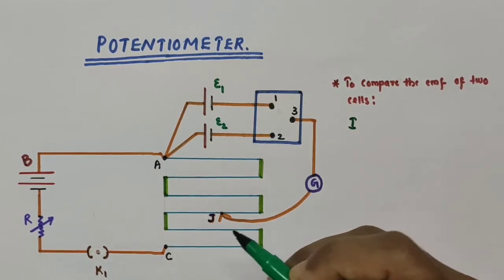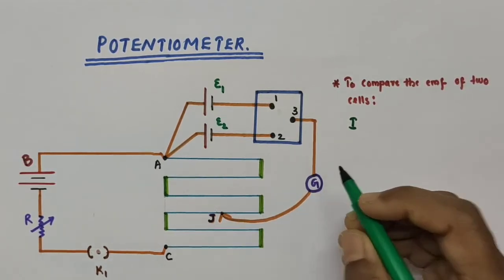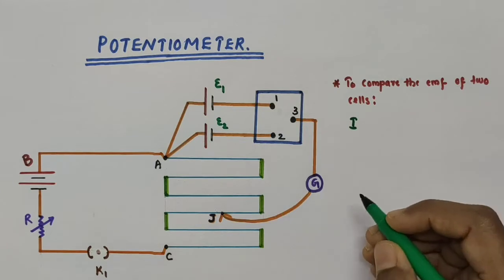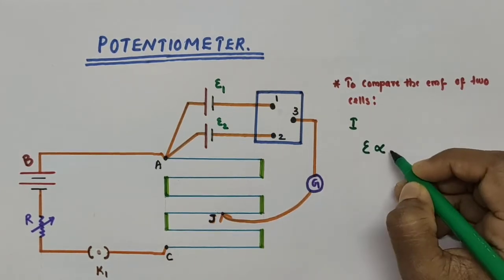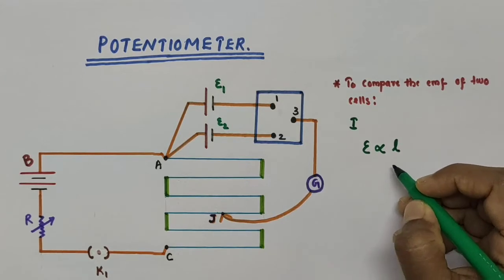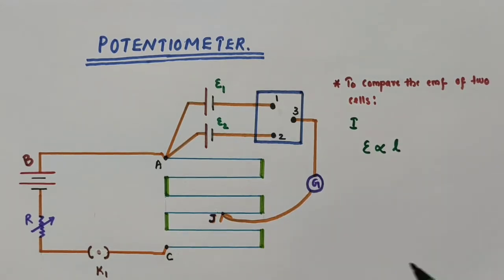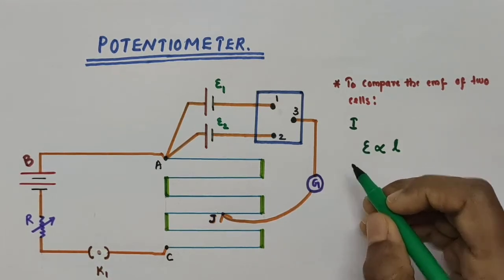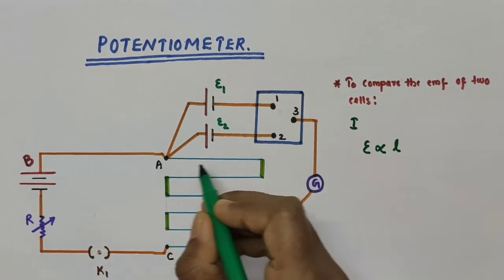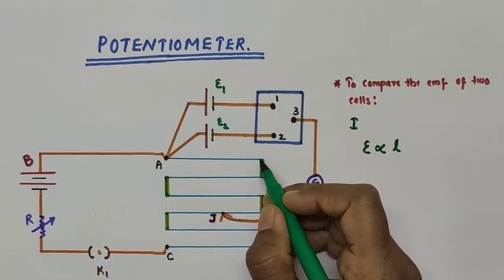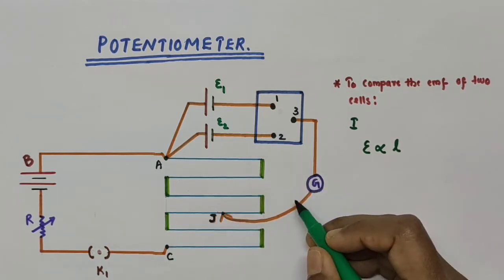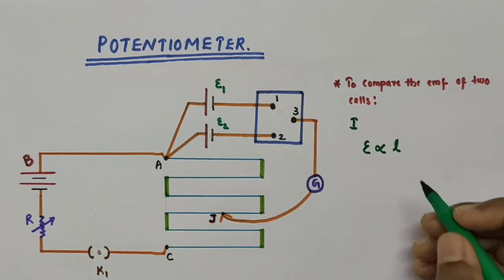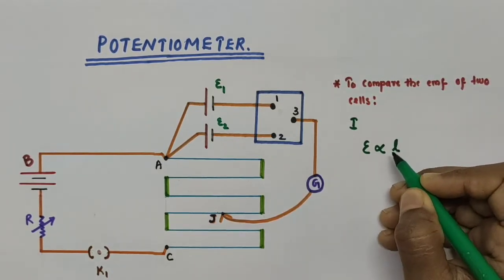Now, the principle of potentiometer is that the potential drop along any length of the wire is directly proportional to that much length of the wire. For example, the potential drop along this much length of the wire, you just imagine from here to here, will be proportional to this length of the wire. So the principle of potentiometer is that the potential drop along any length of the wire is directly proportional to that much length of the wire.